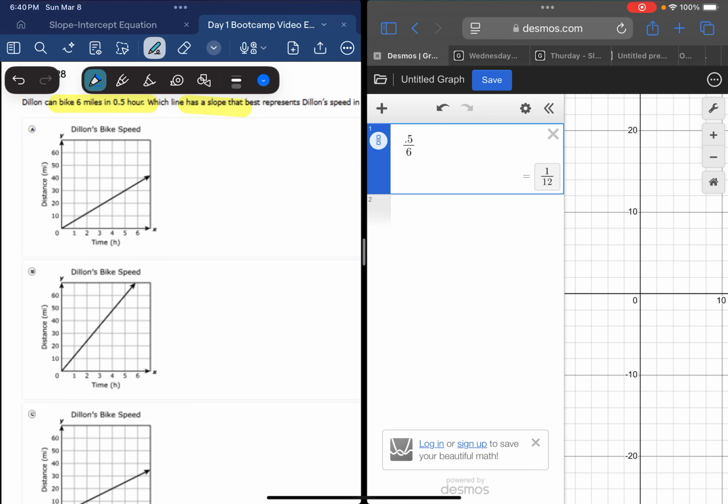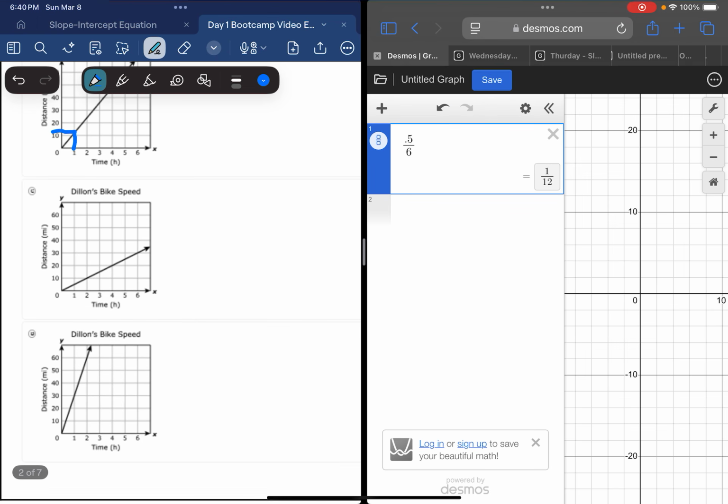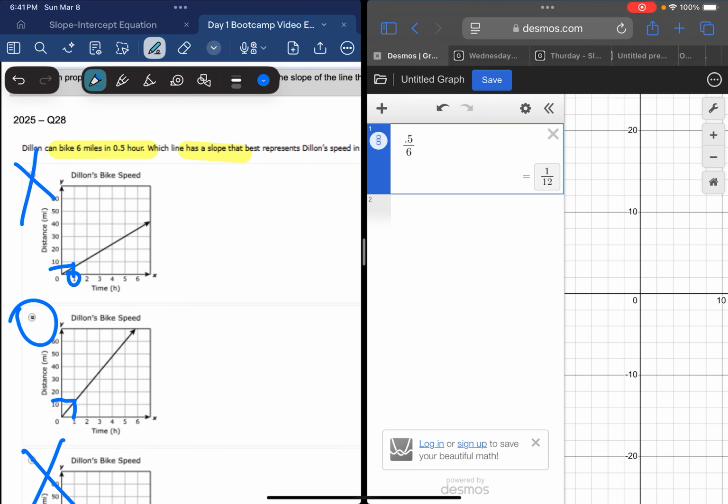Okay, so here we have 1, and it's a little bit less than 10. So A cannot be our answer. Here I have 1, and it's a little bit higher than 10, so maybe. Next, 1, lower than 10, so no. And 1, that goes all the way up to 30, so also no. Our answer here is B.